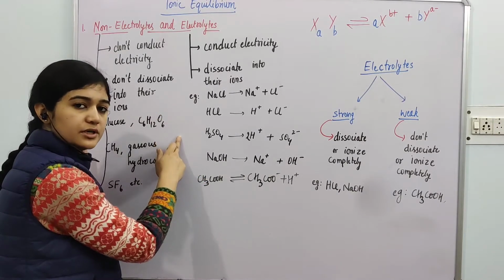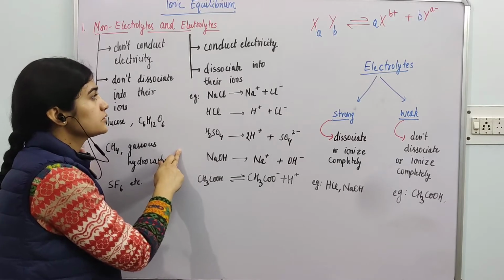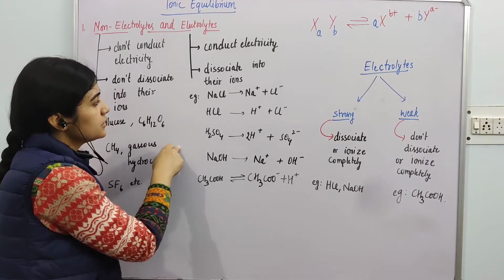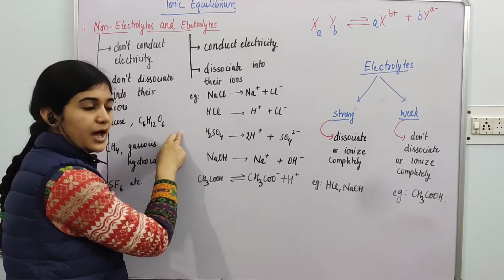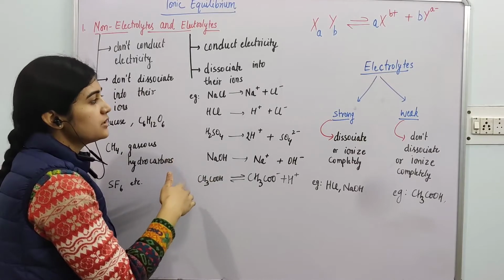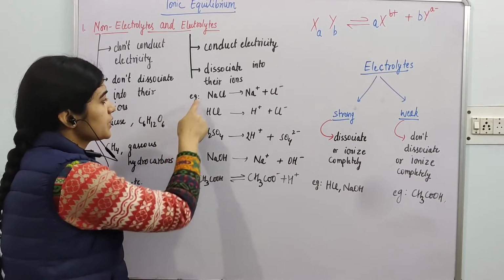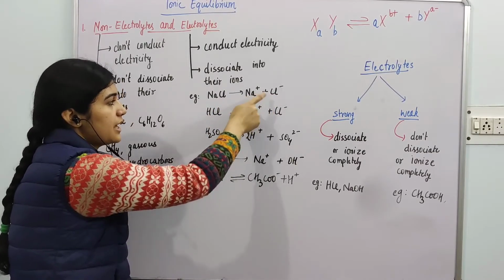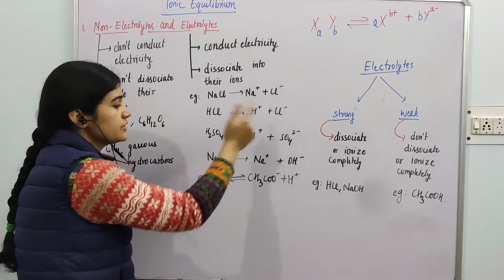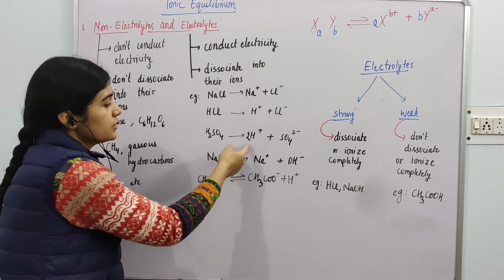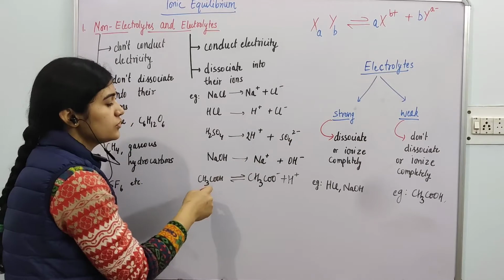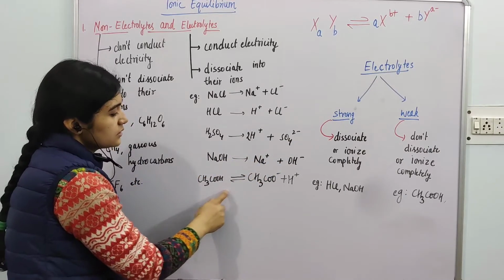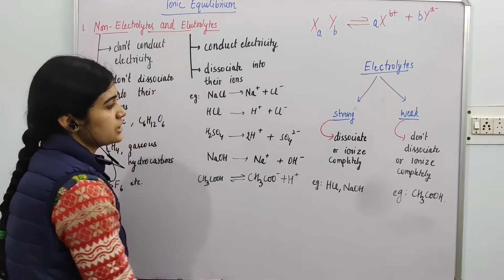You have already studied that the conduction of electricity by a solution is because the compound is present in ion form, and those ions help in the transportation of electricity. Examples are NaCl, which dissociates into Na+ and Cl-; HCl, H+ and Cl-; H2SO4, 2H+ and SO4 2-; NaOH, Na+ and OH-; acetic acid, CH3COO- plus H+.